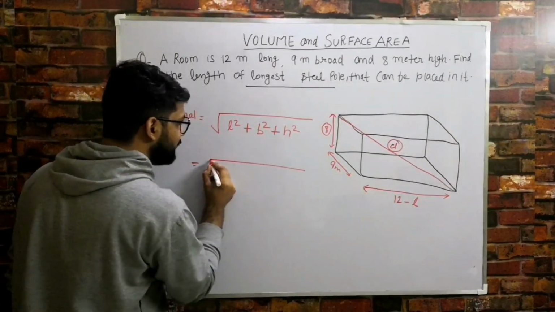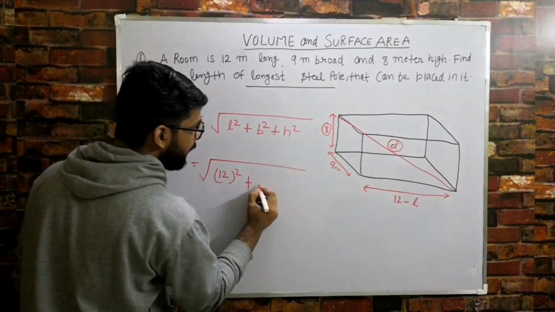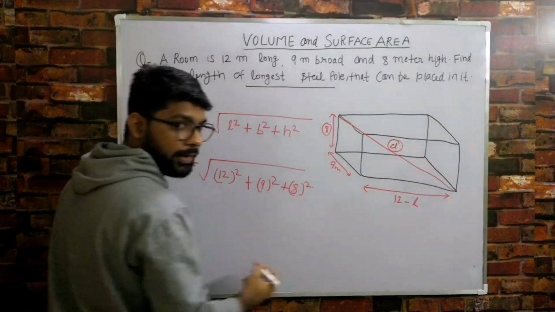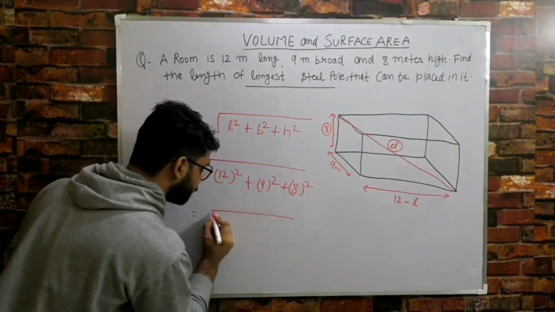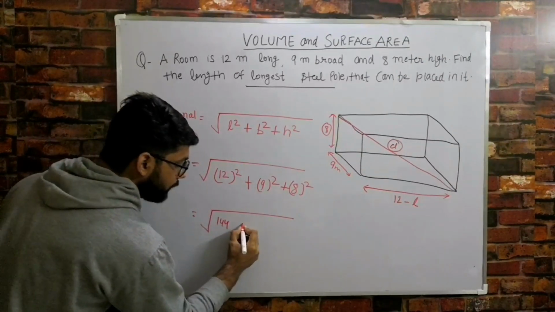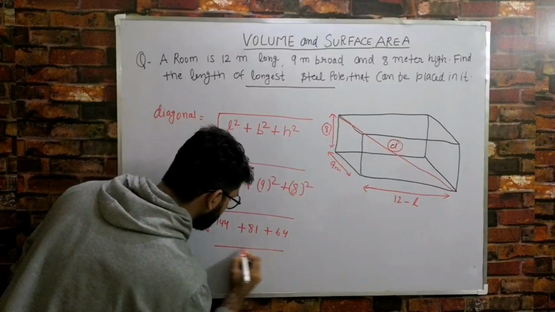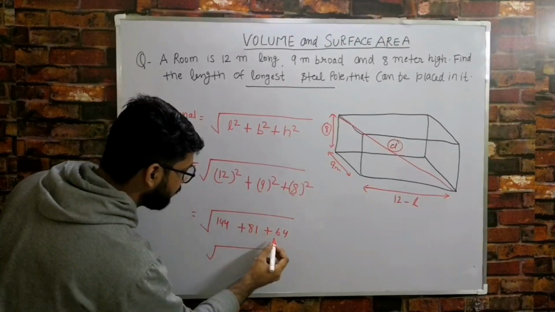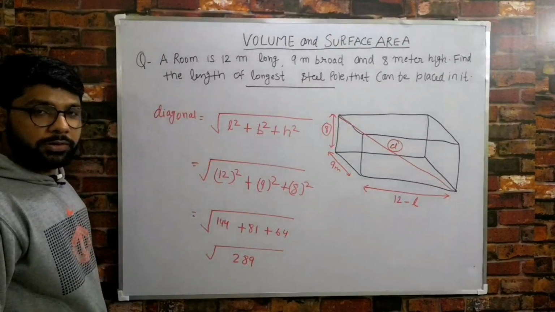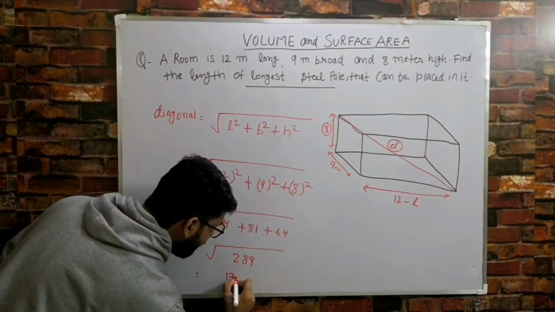So we will put the values in this formula. Length is 12, so 12 square plus breadth is 9, so 9 square plus height is 8, so 8 square. Now we will calculate: under the root, 12 square is 144. You have to remember the squares at least till 30. 9 square is 81. 8 square is 64. So the total, if we add it, is 289. So under root 289. 289 is the square of 17.